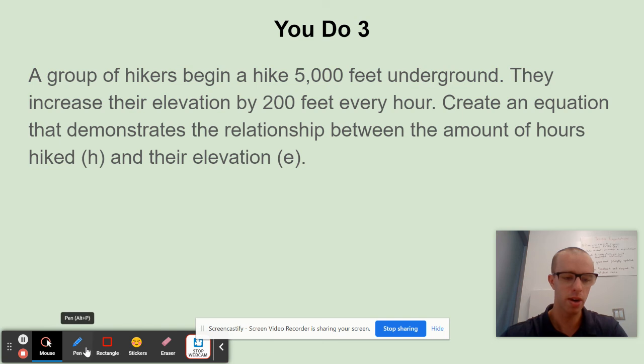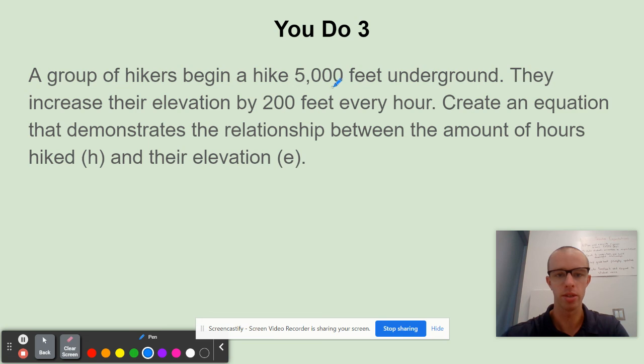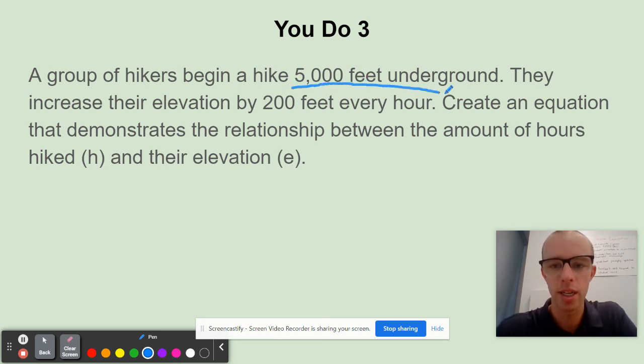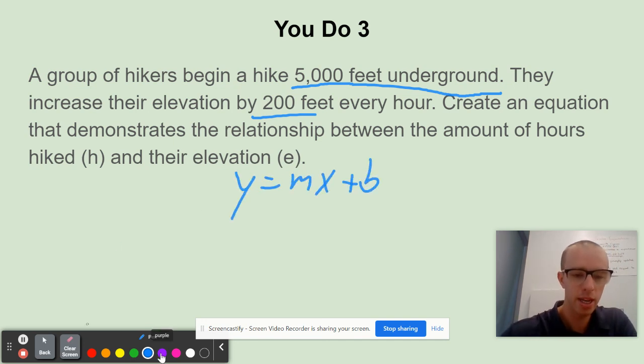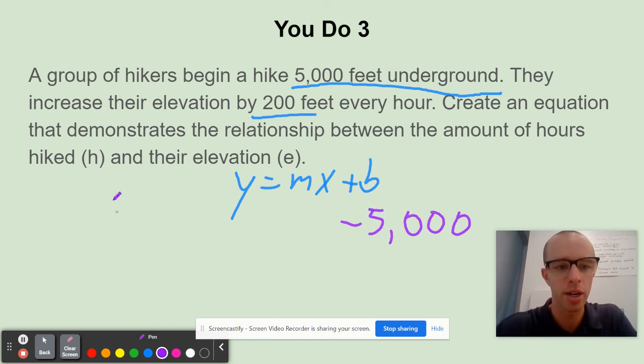Last you do, go ahead and pause, try it on your own, and then I'll go over it. Okay, hopefully you're unpausing because you've finished solving. A group of hikers began a hike at 5,000 feet underground. They increased their elevation by 200 feet per hour. Create an equation that demonstrates this relationship. All right, hopefully first step, you wrote y equals mx plus b. They began 5,000 feet underground. So hopefully you recognize that as a negative 5,000 since they are underground.